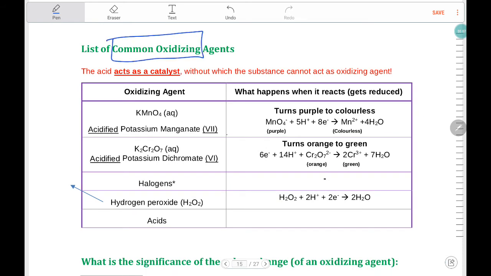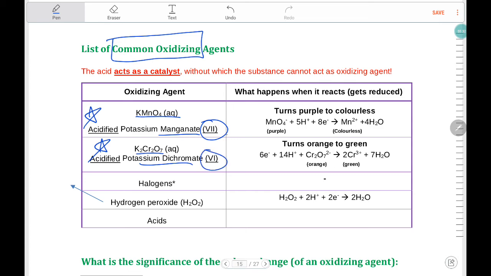So now that we already know what an oxidizing agent does, we need to know some common oxidizing agents, right? In this table, we have quite a few oxidizing agents, but all I want you to know is these two. These two are the common oxidizing agents. They are new to you, KMnO4, K2Cr2O7. We call this potassium manganate(VII) and potassium dichromate(VI).